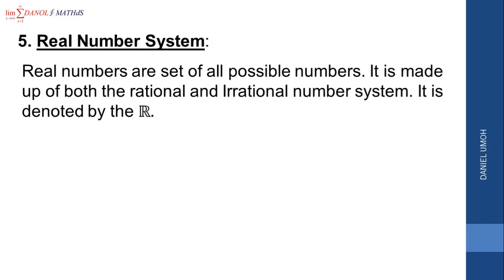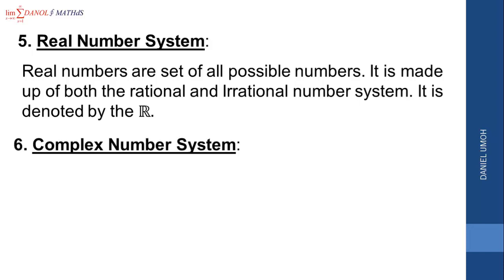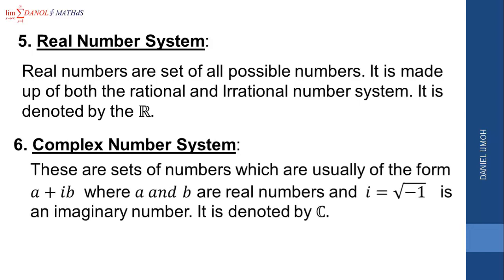Okay, the last number system we have is called the complex number system. The complex number system is a set of numbers which are usually represented in the form a + ib. When you come into complex mathematics, you will understand this better. They are always in the form a + ib, where a and b are real numbers and i is equal to the square root of -1. And that is always called an imaginary number. The set is usually denoted by the letter C.